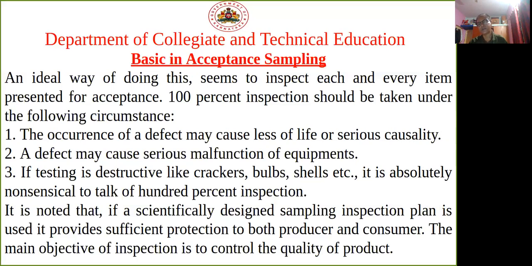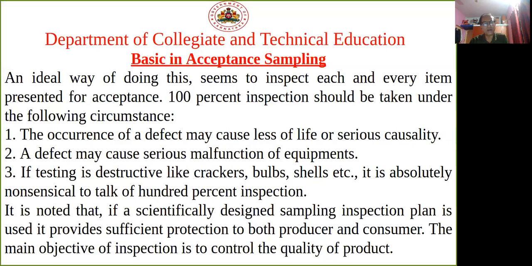The 100% inspection should be taken under the following circumstances. It means that only for these three things will it be taken. The occurrence of a defect may cause loss of life or serious casualty. If a defect occurs in the product, the life of the product will be reduced.